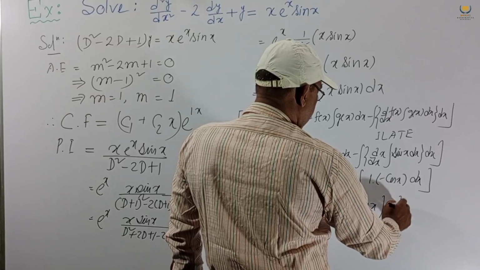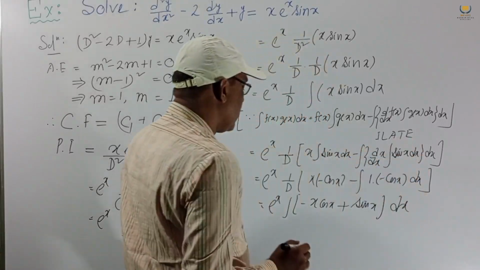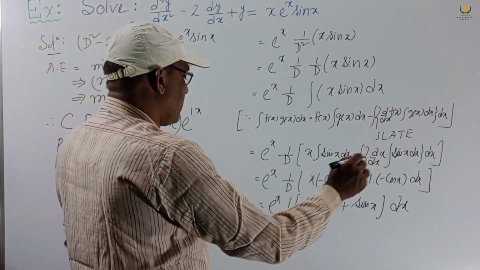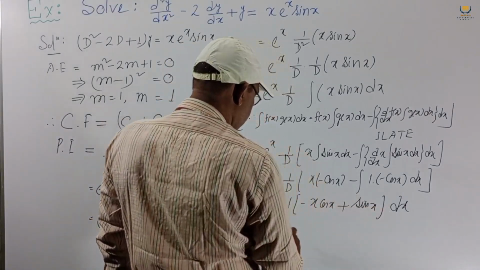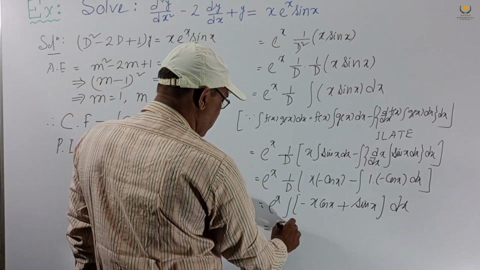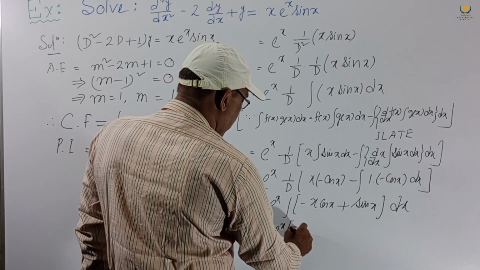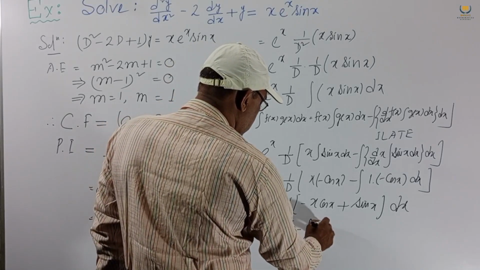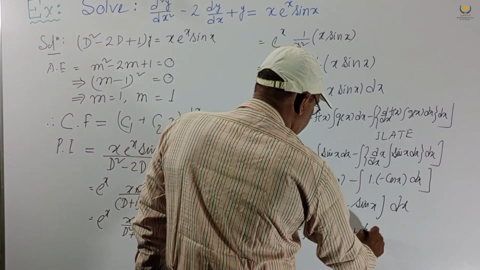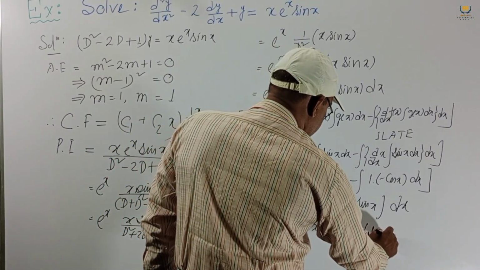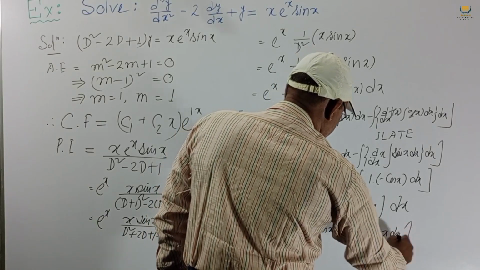So we get this one. Again, integrating by parts for this one, and this one by direct integration. e to the power x remains the same, and minus x cos x dx, integration of sin x dx, we get this one.